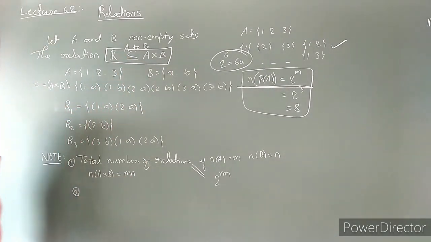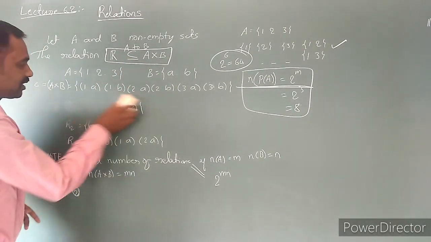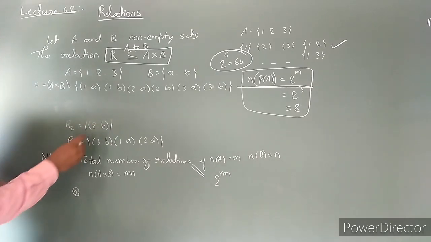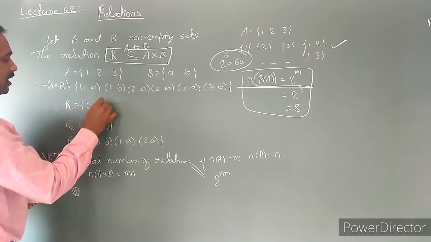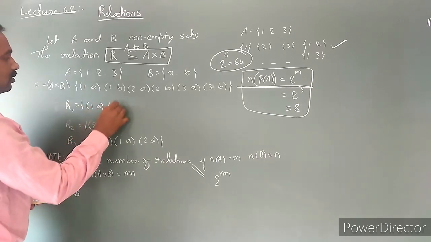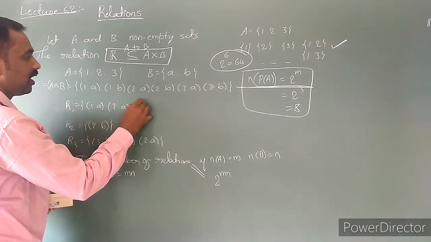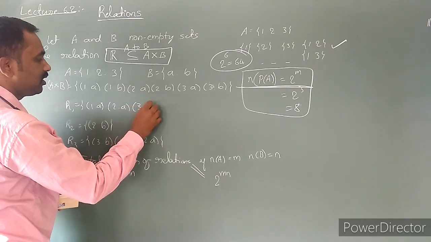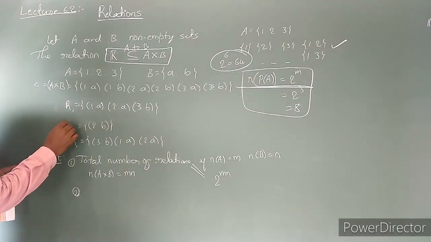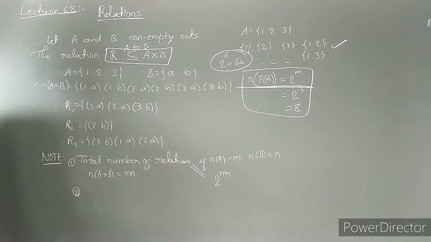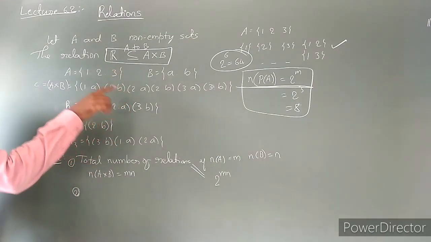I got my point. If you need, I will write the definition. Or else here is an example. R1 is equal to {(1, a), (2, a), and (3, ...)}. These are the examples for relations. Take these as examples. Definition is clear. One more time.